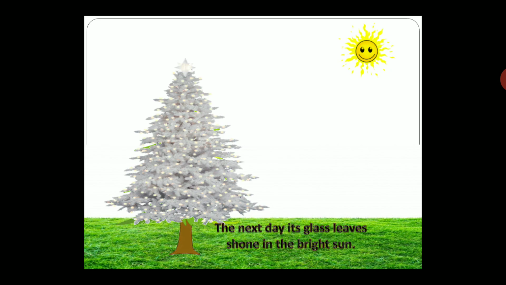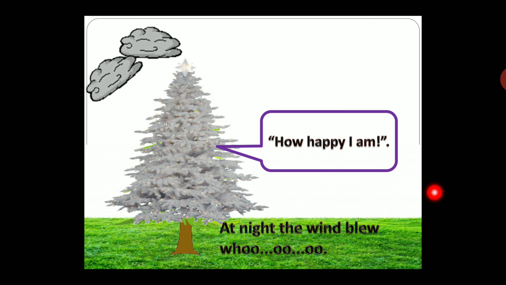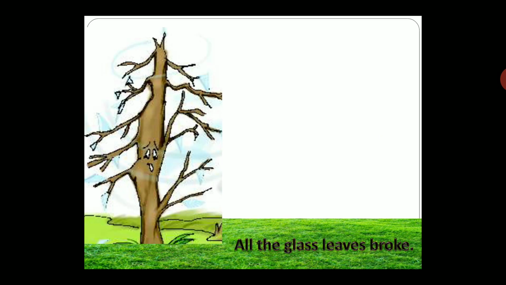Then what happened? Its wish was granted. And the next day, its glass leaves shone in the bright sun. Look here, the glass leaves are shining. And the fir tree said, how happy I am. At night, what happened? Now the wind blew. And what happened? See here. All the glass leaves broke.